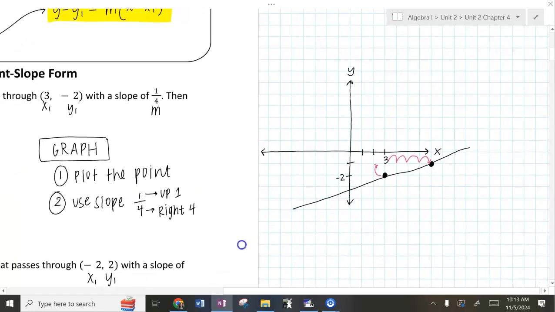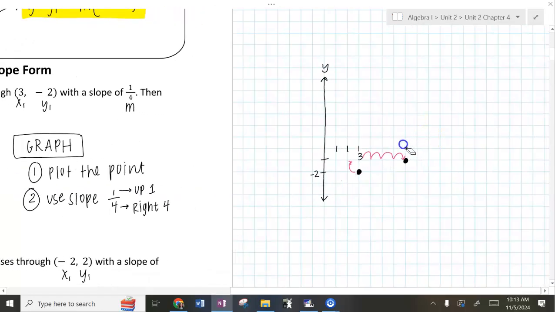Let's say you wanted to get more points, though, on your line. You could also continue the same pattern of going up 1, right 4. So you could repeat from this point on 7, negative 1. You could go up 1, right 4 again. So your x-intercept would have to be 11, 0. You could follow the same pattern over and over as many times as you wanted.